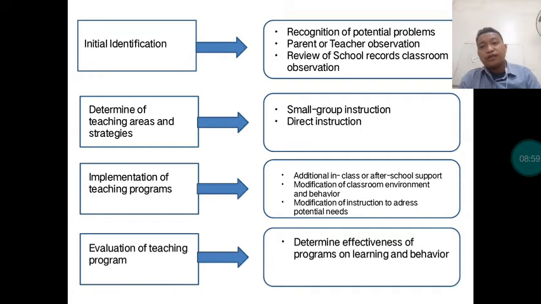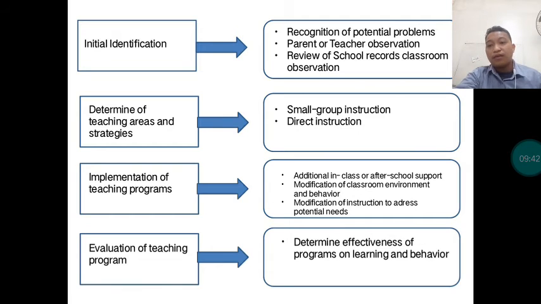The next one is determining the teaching areas and strategies. Small group instruction: when you, as a teacher, give some assessment to a group, you need to structure it and give instruction, and observe how they act in the group, and also how they act when the assessment is individual. Then direct instruction: how he comprehends or interprets a direct instruction. You can easily observe that.